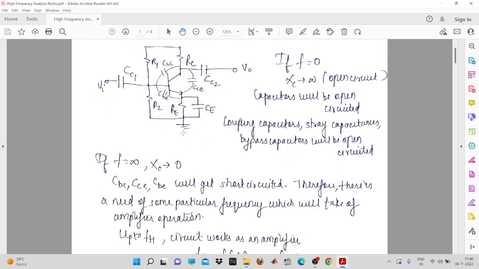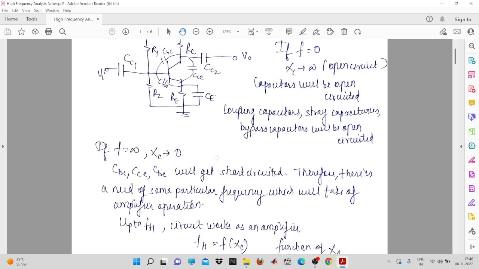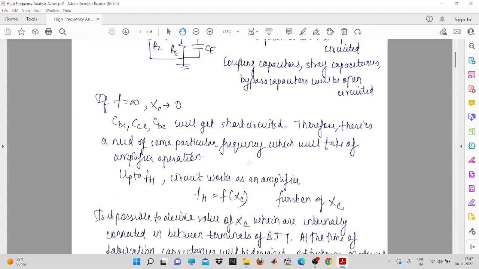You will have to find the cutoff frequency, beyond which, if you operate your transistor, there will be a decrease in the gain, and below which you will have a certain finite gain. That gain AV will be equal to V2 upon V1. V1 is the input voltage, A is the gain of the amplifier, and V2 is the output voltage. This we have already discussed.